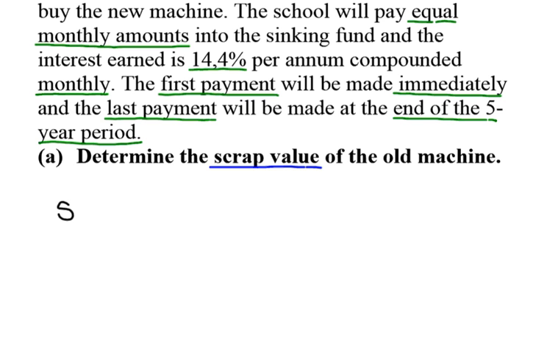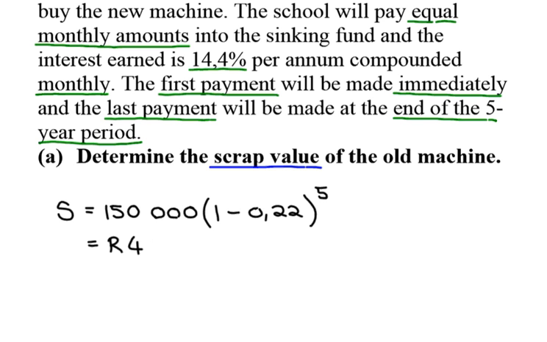So the scrap value, we take our current value of the car. Reducing balance is kind of like the compound interest formula, but with a minus. So it's going to be 1 minus, and it's 22% for 5 years. That gives you 43,307 Rand and 62 cents. So that's how much the car will be worth, how much money we can get for it in 5 years' time, predicted. Right, so that's the scrap value of the old machine.